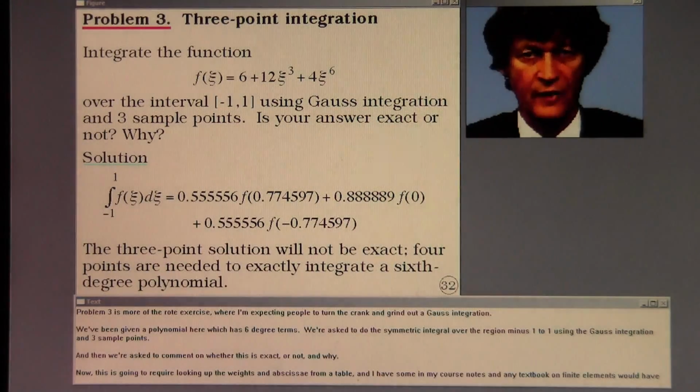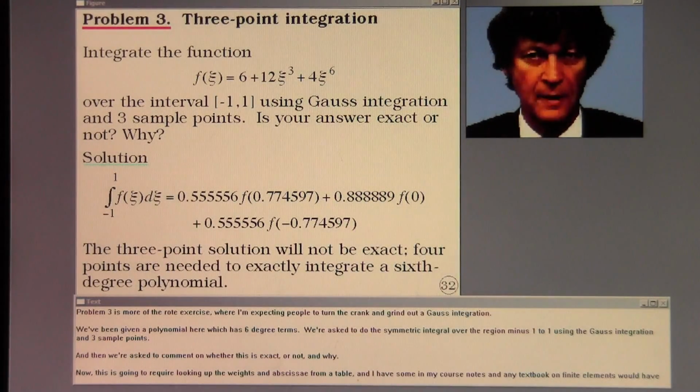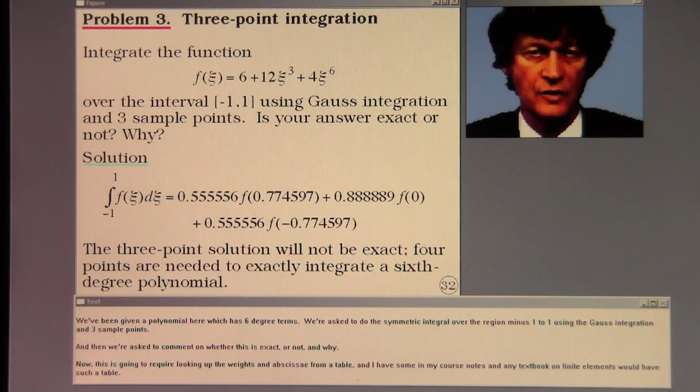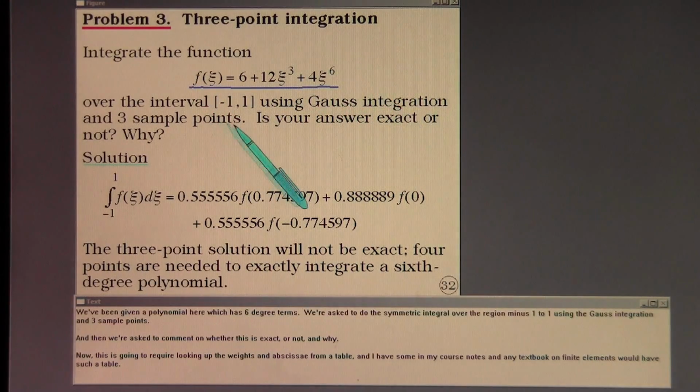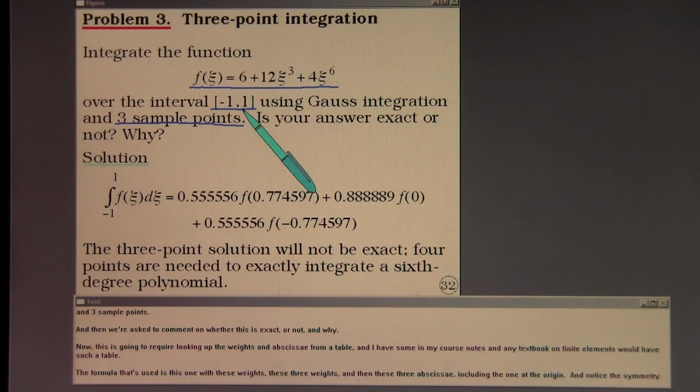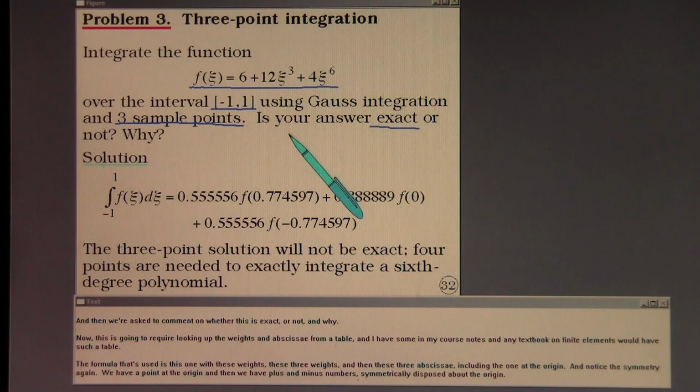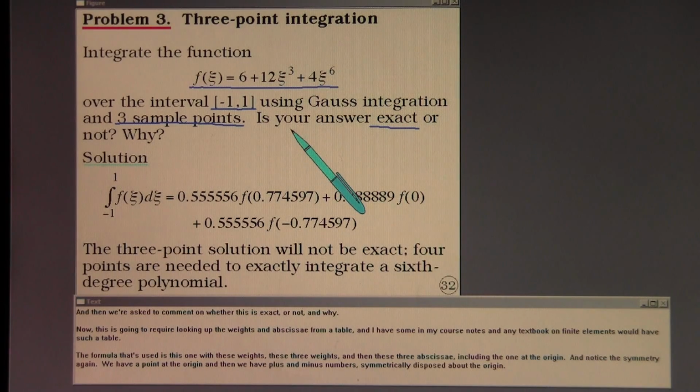Problem 3 is more of a rote exercise where I'm expecting people to turn the crank and grind out a Gauss integration. We've been given a polynomial here which has 6th-degree terms. We're asked to do the symmetric integral over the region -1 to 1 using Gauss integration and 3 sample points. And then we're asked to comment on whether this is exact or not and why. Now, this is going to require looking up the weights and abscissa from a table, and I have some in my course notes, and any textbook on finite elements would have such a table.